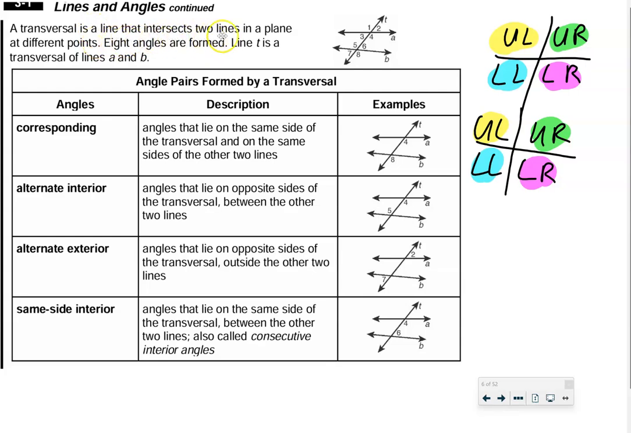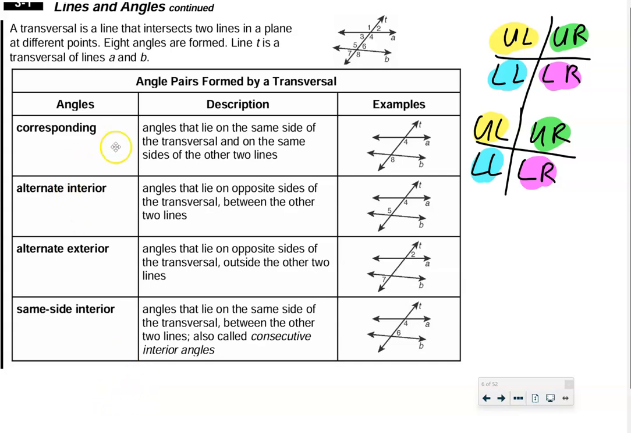A transversal is a line that intersects two lines in a plane at different points. 8 angles are formed. Line T is a transversal of lines A and B. So over here on the right, you see line T. It goes through two lines and it forms 8 different pairs of angles. Okay, so here are 4 of the types of angle pairs.